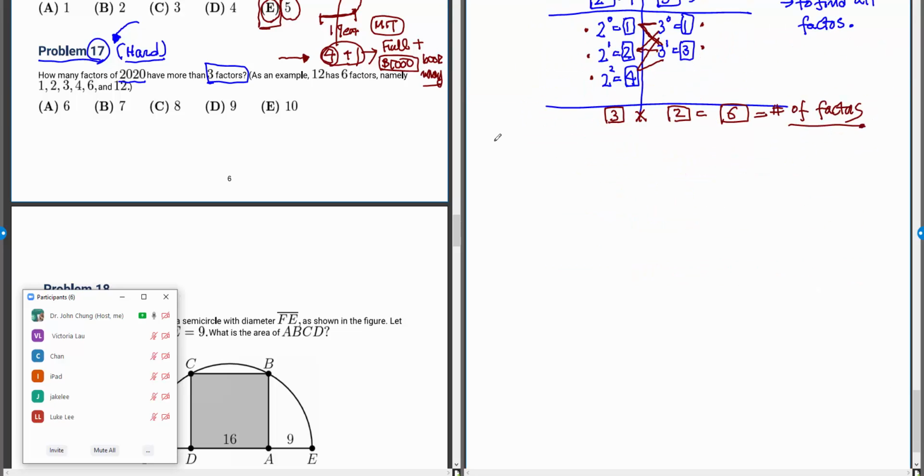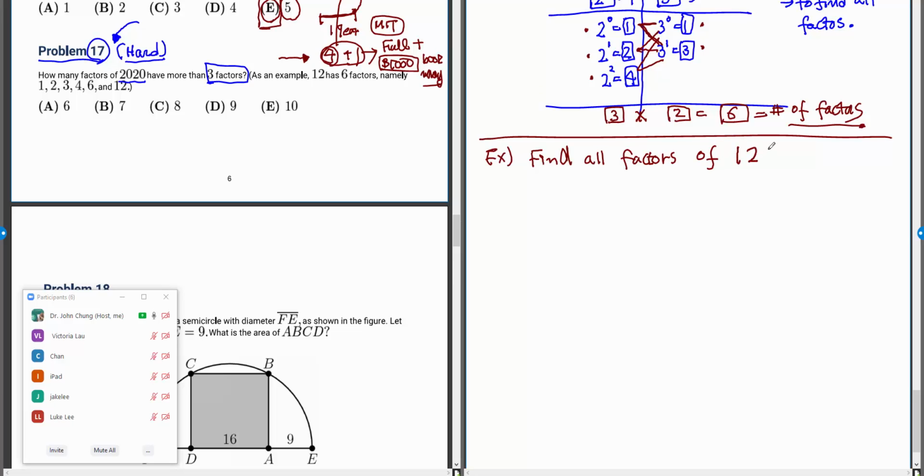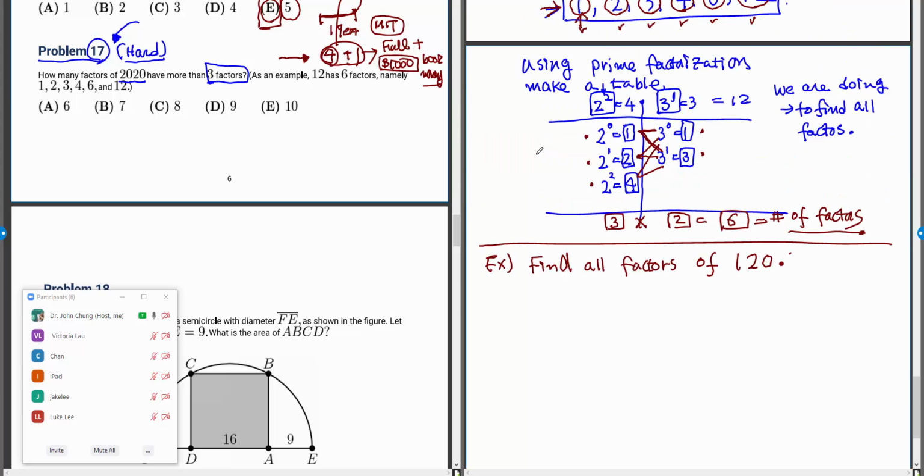Okay, now let's do one more example here. Find all factors of, at this time I'm going to use one number, 120, a little large number. Alright, now let's do this one. Number 120. To find the factors of 120 and set up the table, our first thing we need is what?